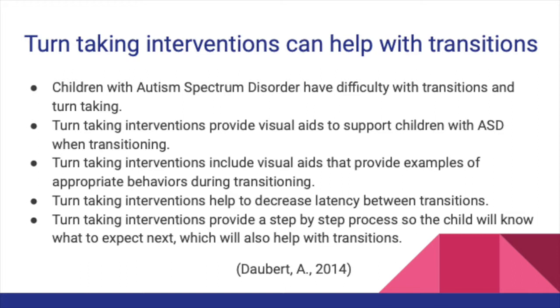Turn-taking interventions can help with transitions. Children with autism spectrum disorder have difficulty with transitions and turn-taking. Turn-taking interventions provide visual aids to support children with autism spectrum disorder when transitioning. Turn-taking interventions include visual aids that provide examples of appropriate behaviors during transitioning. Turn-taking interventions help to decrease latency between transitions. Turn-taking interventions provide a step-by-step process so the child will know what to expect next, which will also help with transitions.